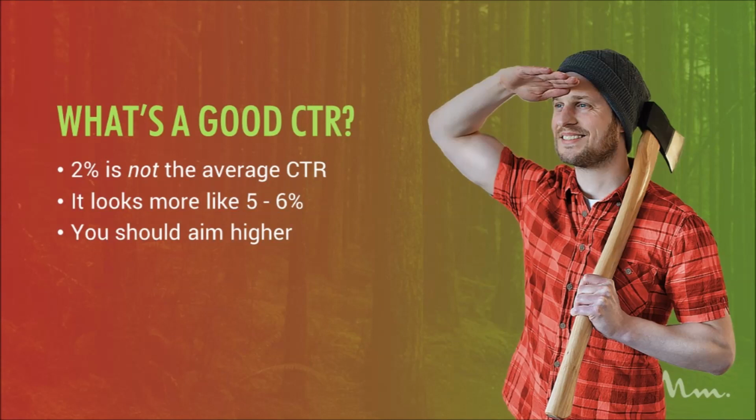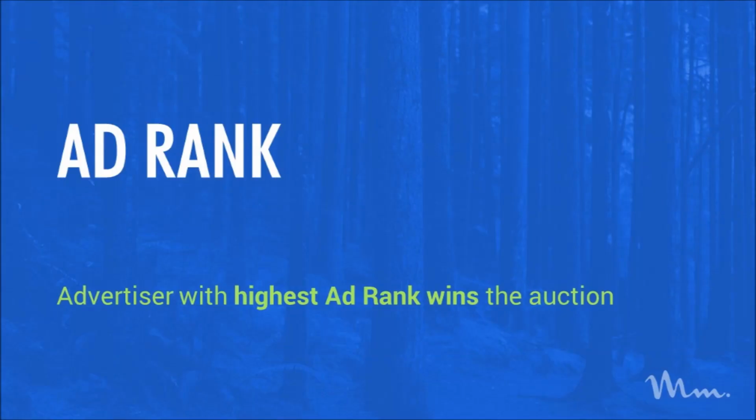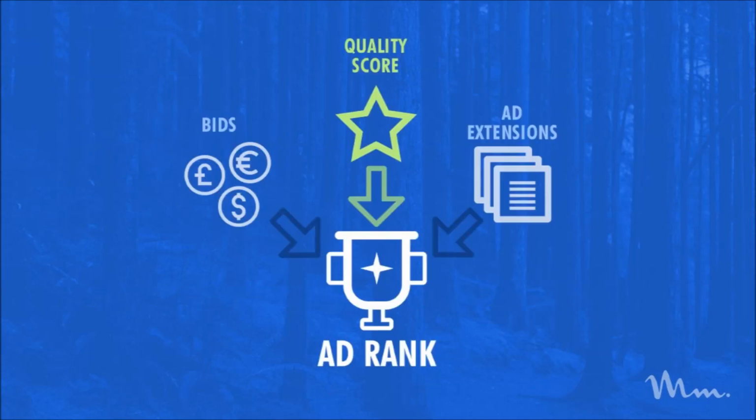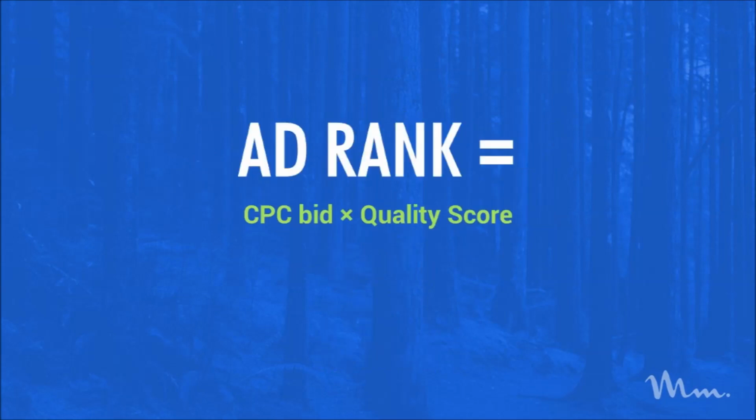But still, don't look at 2% as a good or reasonable click-through rate. And of course, I'm talking about search network here, not display, which is considerably lower. Okay, moving swiftly on. Not a component of quality score, but AdRank is the final destination for your bids multiplied by your quality score. And it's really simple. The advertiser with the highest AdRank wins the auction.